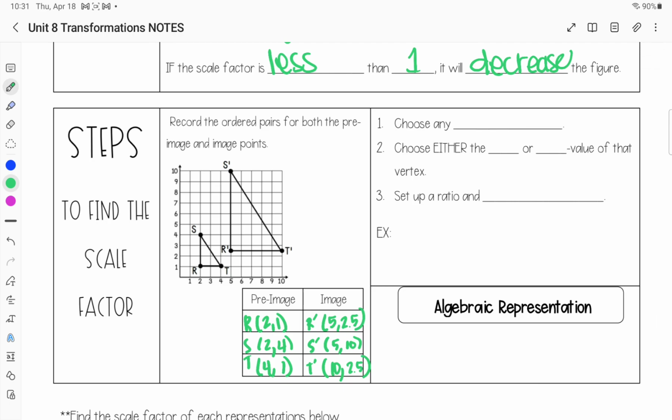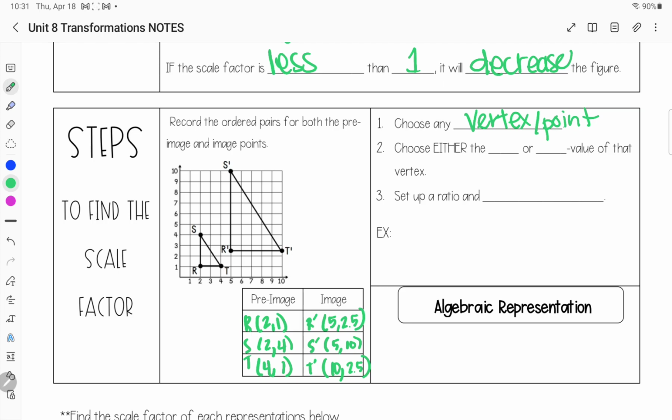So we can see that we did something to get from 2 to 5. We can see that we did something to get from 1 to 2.5. So that's what we're going to be looking at. What did I do? So you're going to choose any point, any vertex, so any corner or point on that shape.